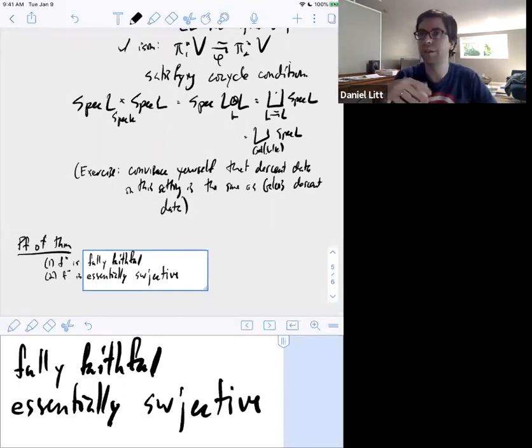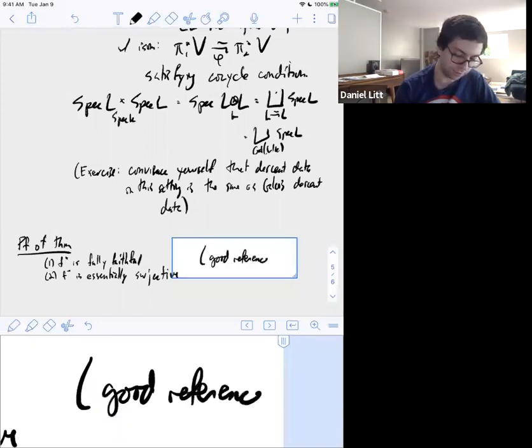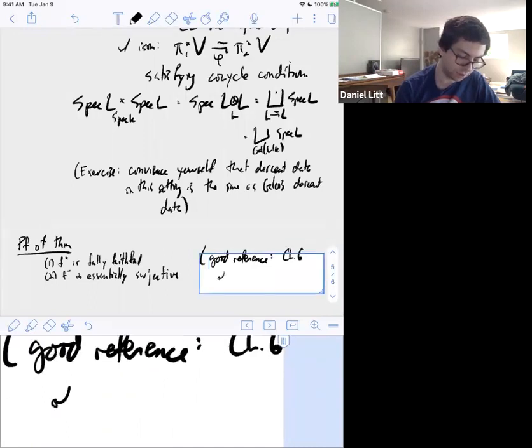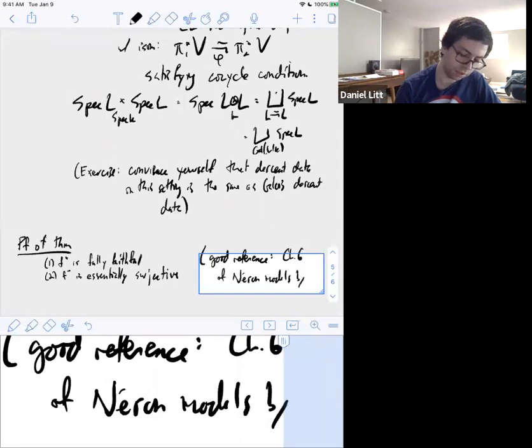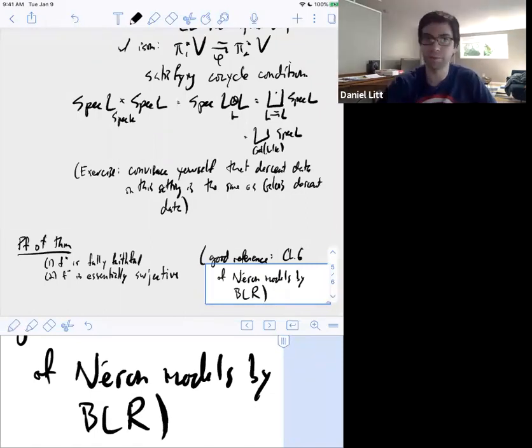And you'll see another way you could try to produce an equivalence of categories is by producing a sort of inverse functor, and the proof will actually do that. But the structure of the proof maybe more naturally breaks into these two steps. And this is complicated stuff, so a good reference I would suggest, if you want to learn more, is chapter 6 of Néron Models by Bosch, Lütkebohmert, and Raynaud. And I also mentioned this book on the Discord.